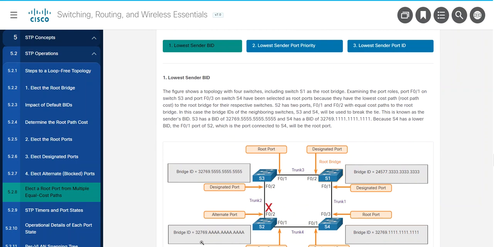So in this scenario, if we're trying to figure out our root bridge, the first thing that you look at would be the bridge IDs. So this one is the lowest at 24,577. That's why S1 is the lowest. That's why that's the root bridge, because it has the lowest bridge ID.